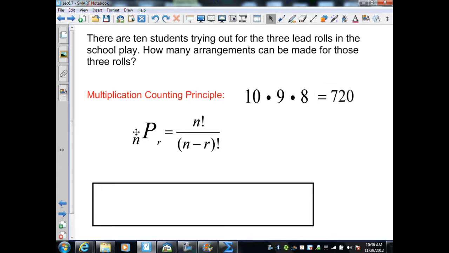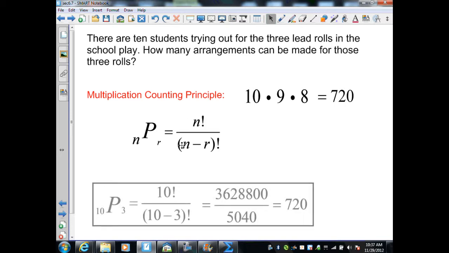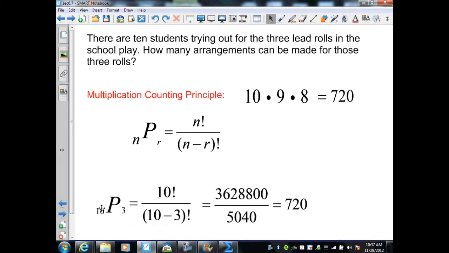Using the factorial method, we can get the same solution. We just have to identify n and r. Here, n is the total number of items, which is our 10 students. r is going to represent the 3 roles that are available for those 10 students. Then we just substitute those values into our factorial formula. Here we have P sub 10 and 3, substituting in 10 and 3 into our formula. We multiply them out using a calculator and divide, and notice we get the same exact number of permutations for 10 students in 3 roles.